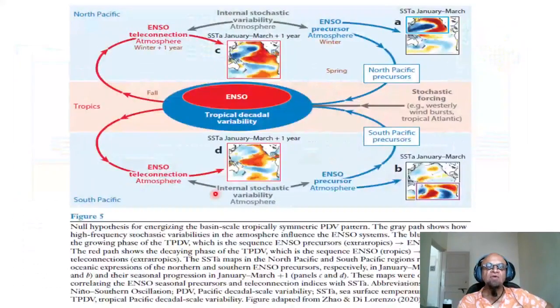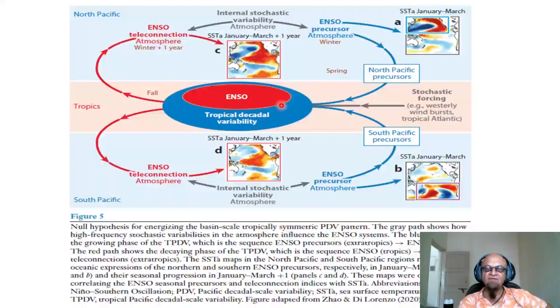So you can see that you have the North Pacific with ENSO in the fall reacting with winter in the +1 year. Because you cross December, January into February, you think about winter +1 year. So there is internal stochastic variability where ENSO and the extratropics and ENSO precursor in the winter to spring can all interact. So North Pacific precursors here and going from tropics to extratropics, with internal stochastic variability of the atmosphere doing its thing and ocean doing its thing. So here is the SSTA of January to March.